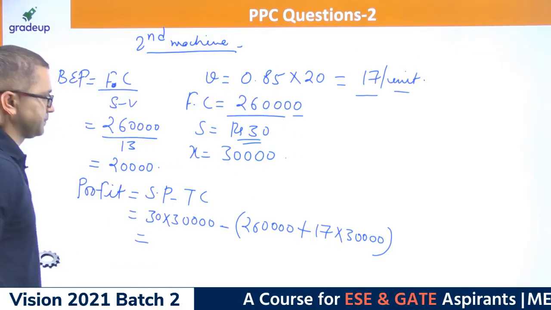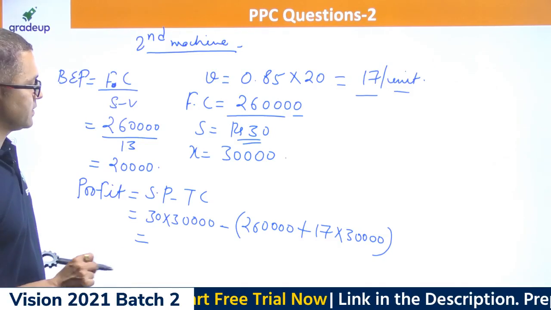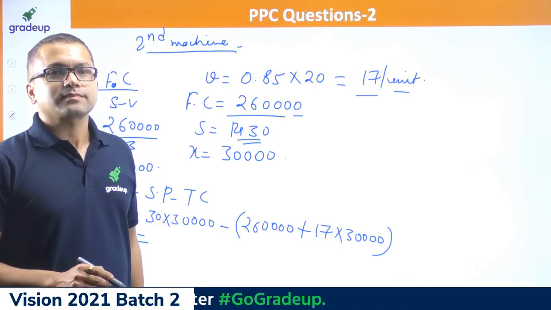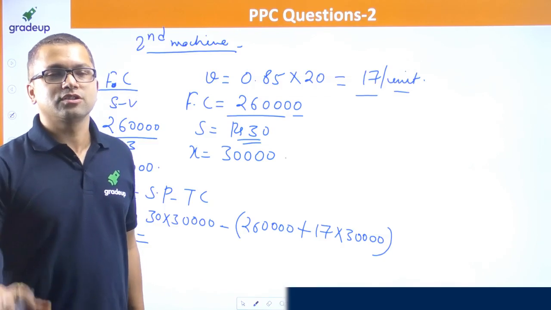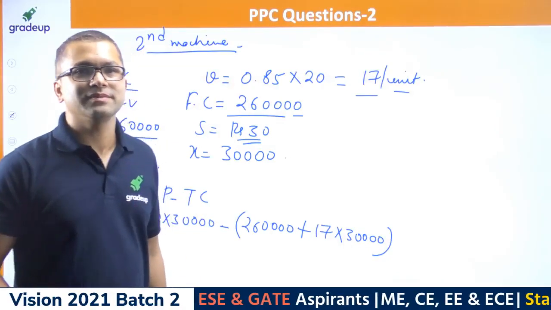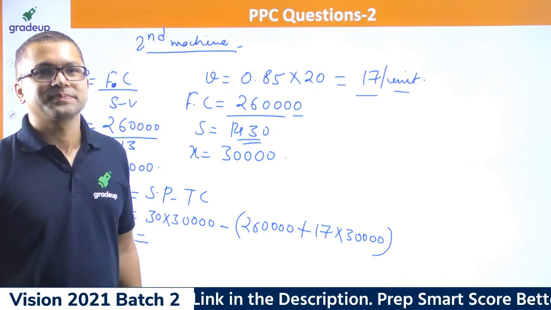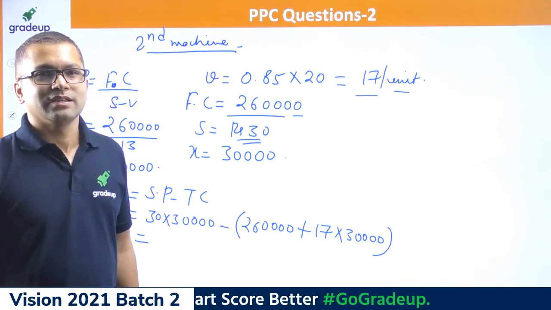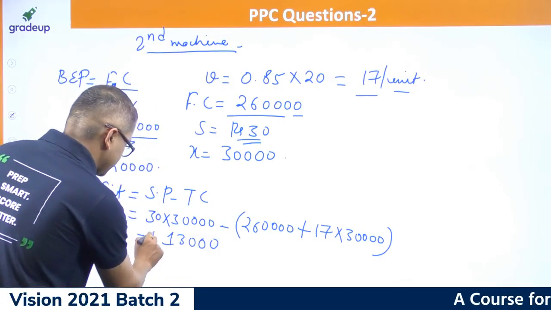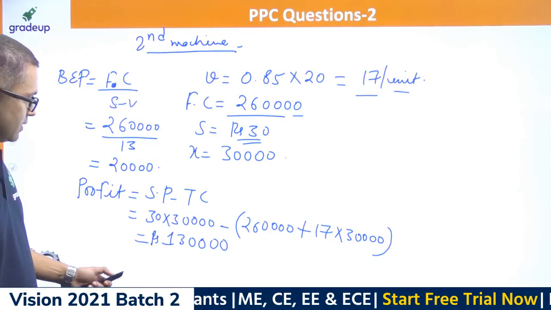30,000. How much are you getting? 17 into 30, so what's the value that you're getting? Yeah, it's good that you have calculated it. Can you please tell me what is the value of this? So profit is 1,30,000. Is it 1,30,000? Yes, so profit is 1,30,000.